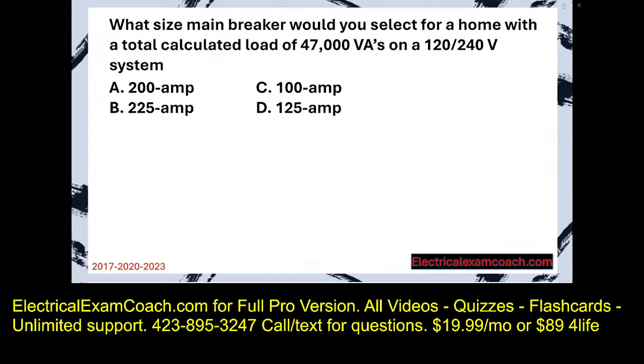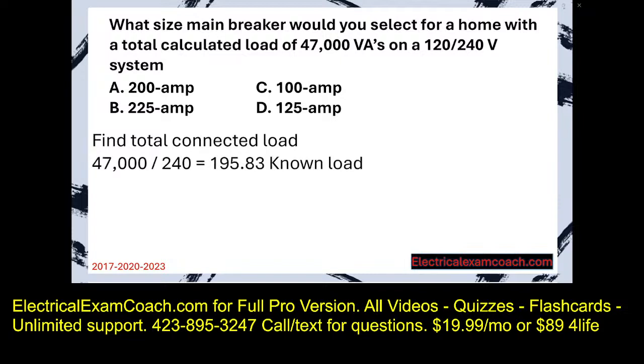What size main breaker would you select for a home with a total calculated load of 47,000 VAs on a 120/240 volt system? Step 1, find our total connected load. In this case, they've done all the math for us, and 47,000 are our total VAs.